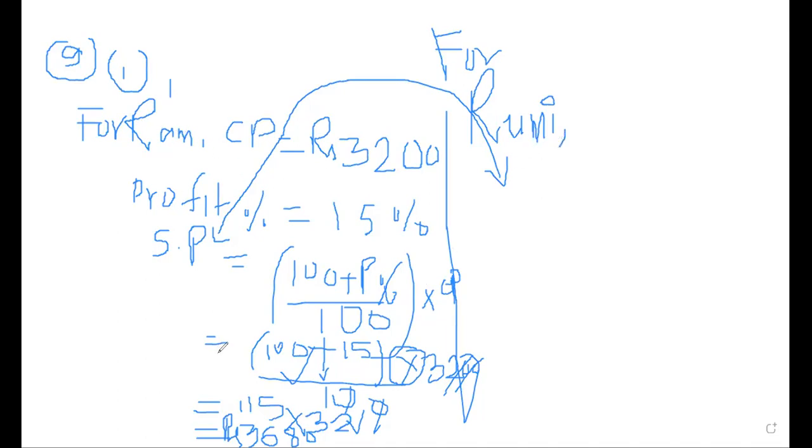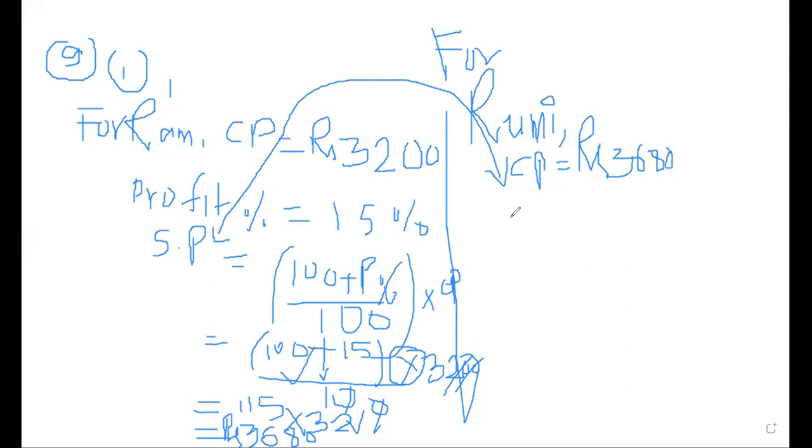3,680. Ram is selling to whom? Rumi. This 3,680 is the cost price for Rumi. Are you understanding? Because Ram has sold to Rumi. Understood?